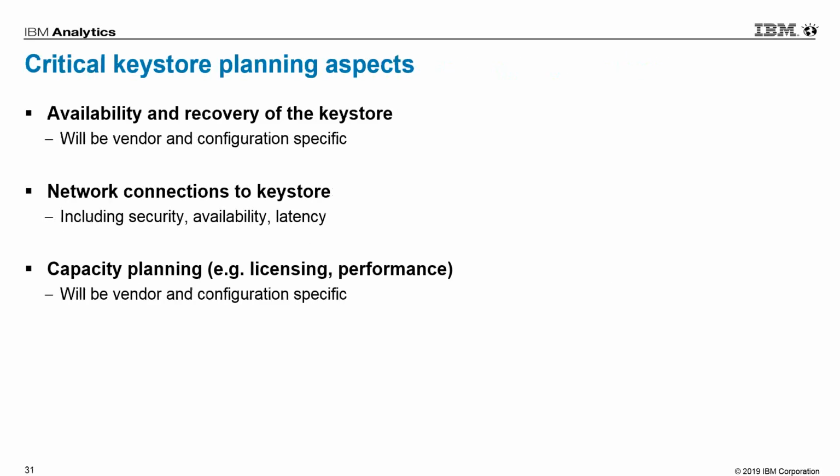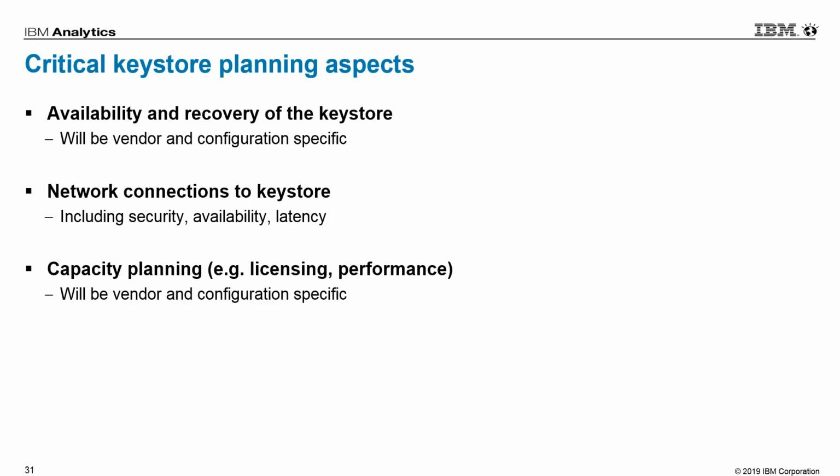So let's look at some of the planning aspects. From a planning perspective, you need to think about the availability and recovery of the Keystore. This is going to depend on your configuration. If you have a single member or multiple members, you have to think about how they are going to get to the Keystore, and if I have multiple Keystores, how am I going to back up and recover multiple Keystores? As well, each vendor may have particular offerings or capabilities in their product for that. So it will be vendor and configuration specific. It will be unique to you.